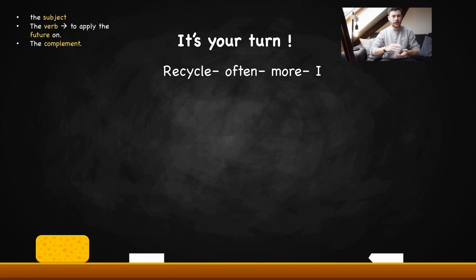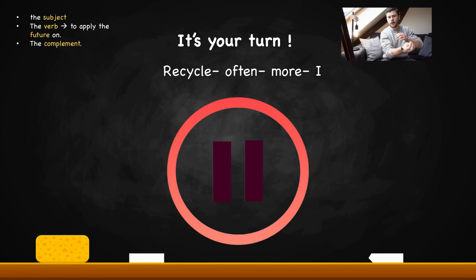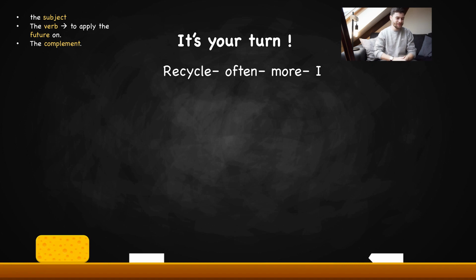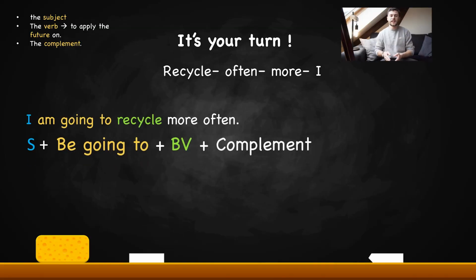Again, mark a pause and try and think how to reorganize these words to make it a sentence for the future, okay? Okay, so mark a pause. Great. All right, let's look at the first sentence now. I am going to recycle more often. Okay, we have the subject here, I. We have be going to, conjugated for the first person singular. Then we have the base verbal, recycle, and finally the complement.